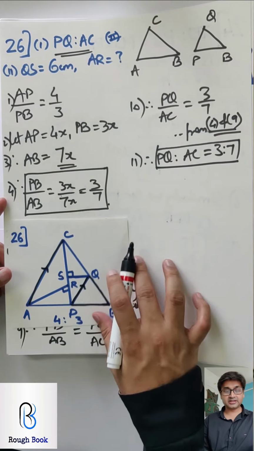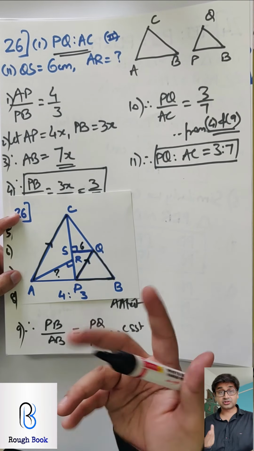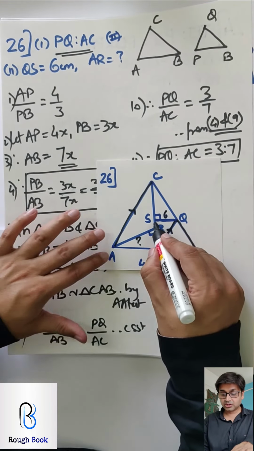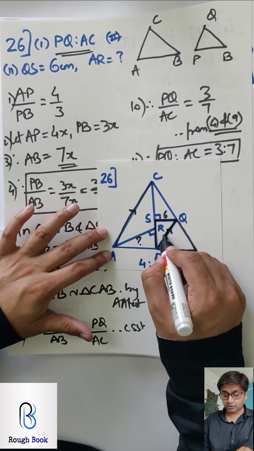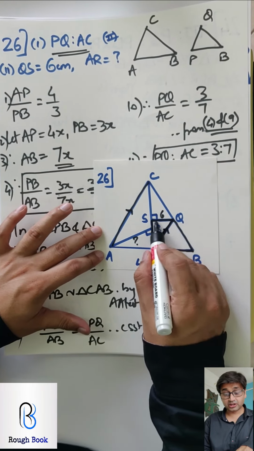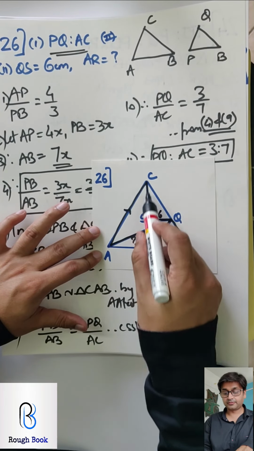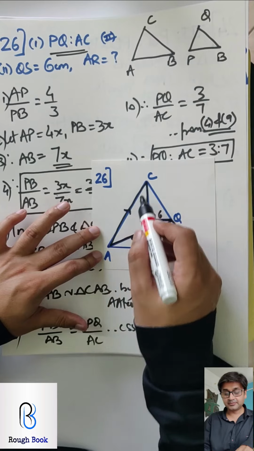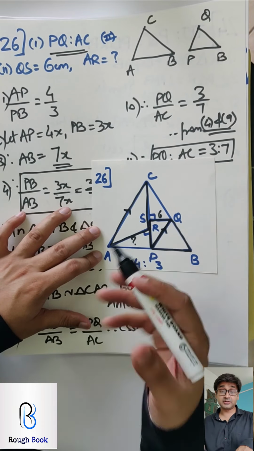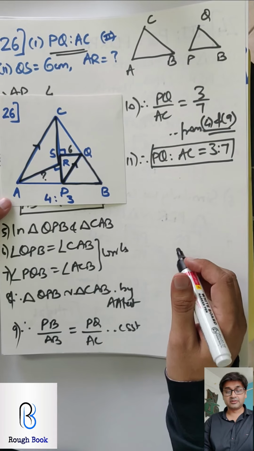Now for the second part, they say QS is 6. Find AR. So which triangles are we supposed to look at? One is this small triangle for QS, because you know PQ, and QS is also known. And this is the other triangle that you can look out for, because you know AC and AR you are trying to find. See, picking the triangles is very, very important. Without that it is nearly impossible.